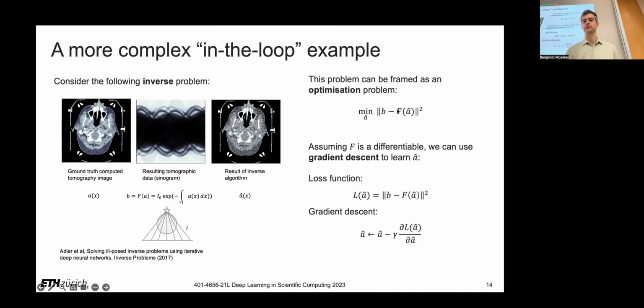Let's just assume that F is differentiable, and we know that most forward simulations are. If we write them in an auto-differentiable language, we can get gradients. So we define a loss function, this is the loss function, and then we do gradient descent to update the values of A. We have to start with some initial guess of what the image is, and then it will slowly update to hopefully, if the inverse problem has enough information, give you the solution to the problem.